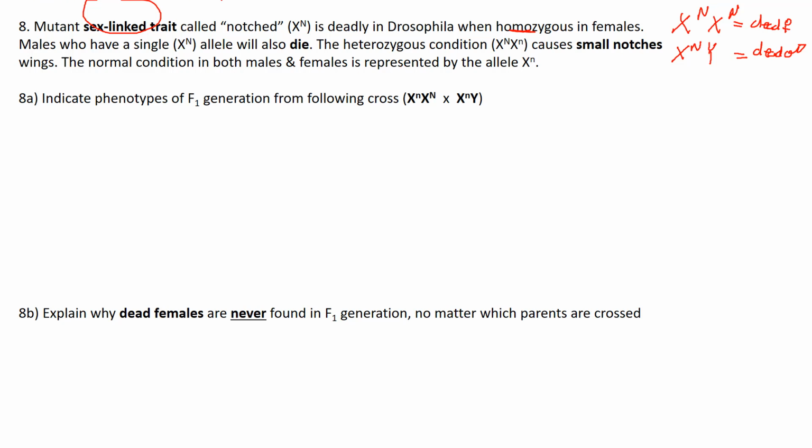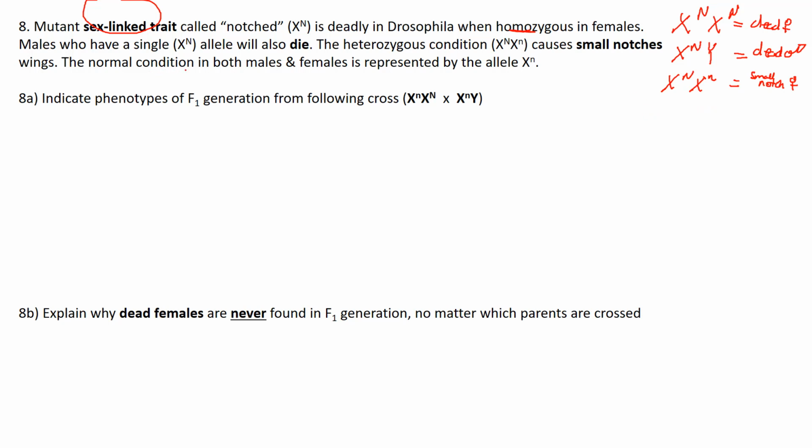Now it says a heterozygous condition, X with a big N, X with a little n, causes small notch wings. Okay, so we're saying X with a capital N, X with a little n, is going to be a small notched female. Could you ever have a notched male? Probably not, because he's never going to have two X's, right?